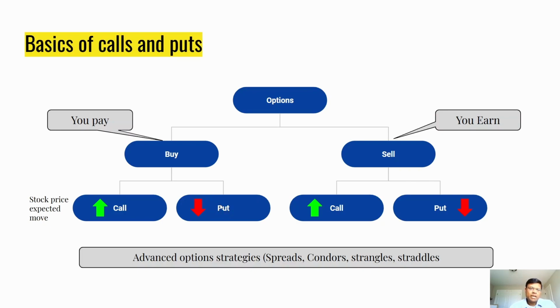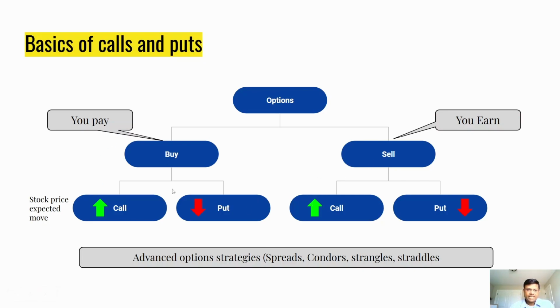When do you buy a put? You buy a put when you're expecting the stock price to move downwards. When the stock price is expected to go down, you buy a put. This is also a hedging strategy that you typically use when the stock market goes down. When the stocks go down, you essentially buy a put.